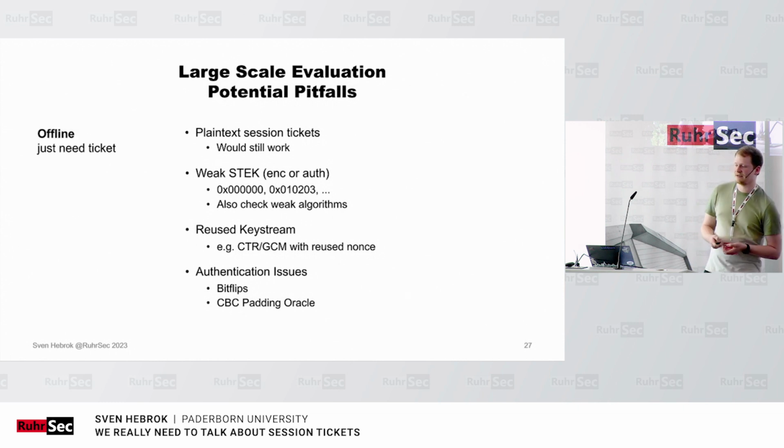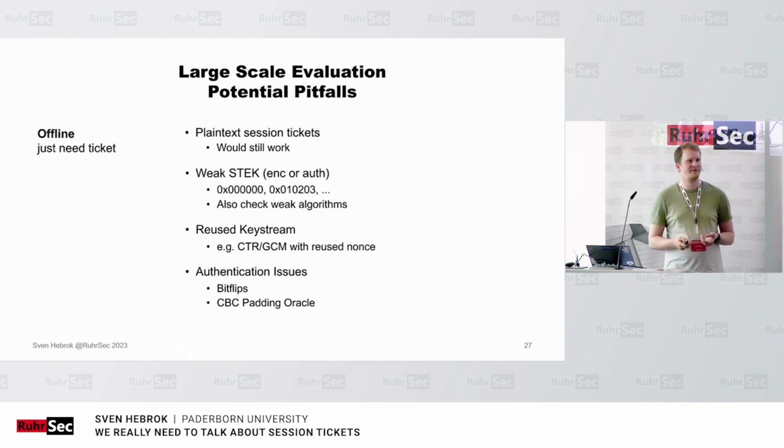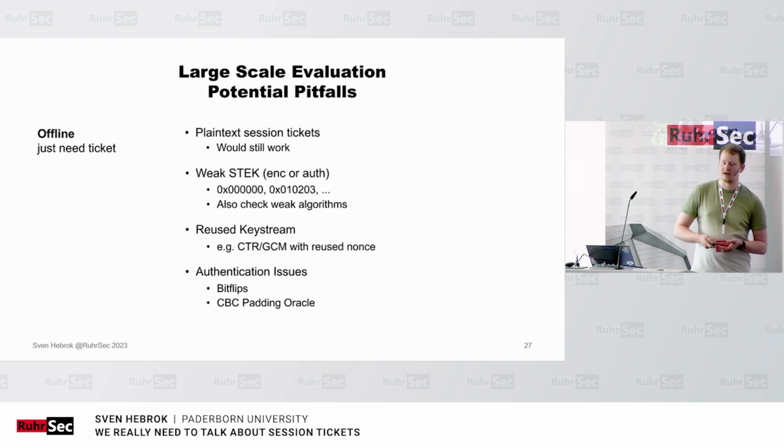We can split these pitfalls into two categories. First, the offline ones, where you just need the ticket and then can throw some CPU power at it offline and analyze the ticket. And the online ones, where we actually have to modify the ticket, send it to the server, and observe the behavior.